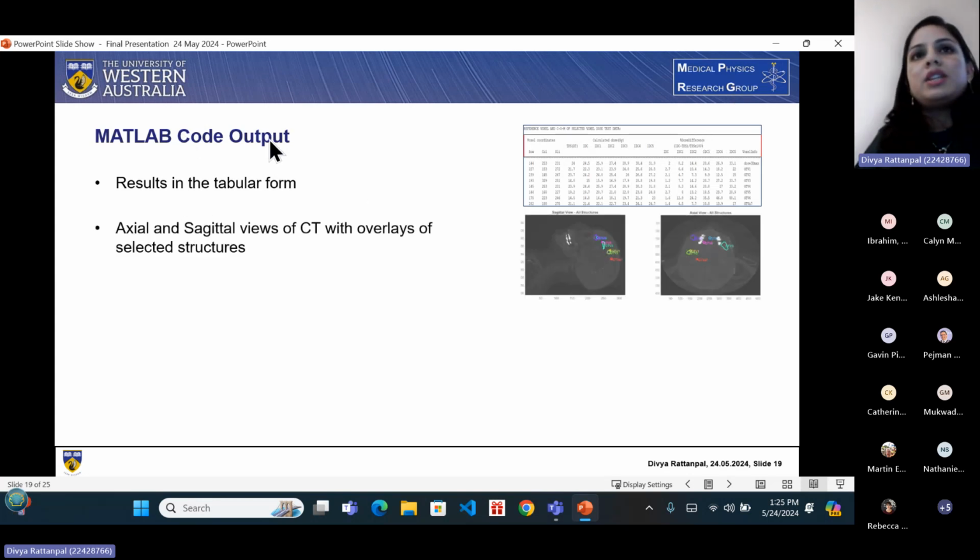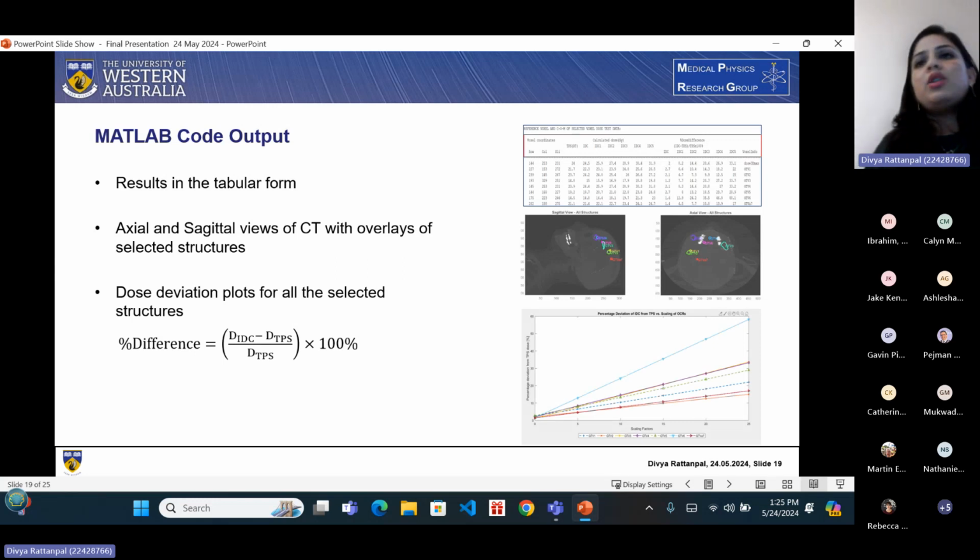Another output of this code is the axial and sagittal view of the CT with overlays of the selected structures. It also plots the dose deviations of all the selected structures with the scaling of the OCR. So this is the MATLAB code output of the code developed in the study.